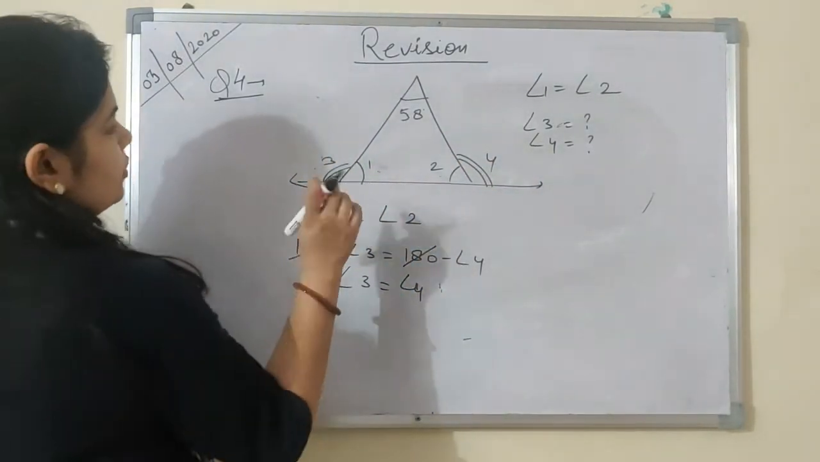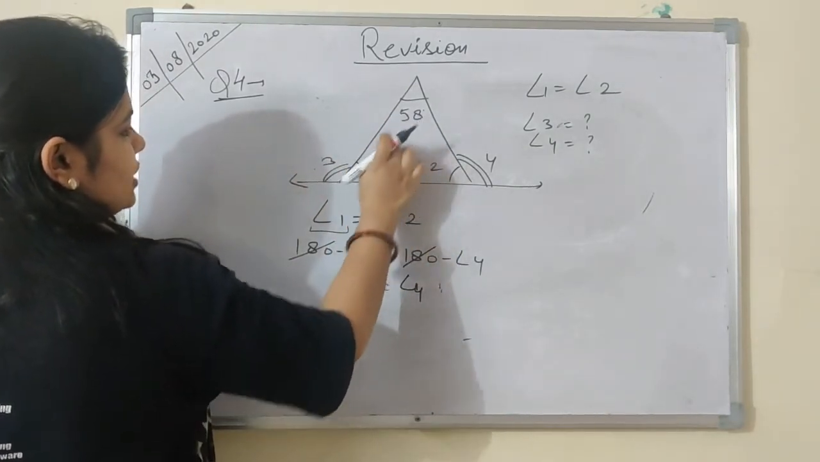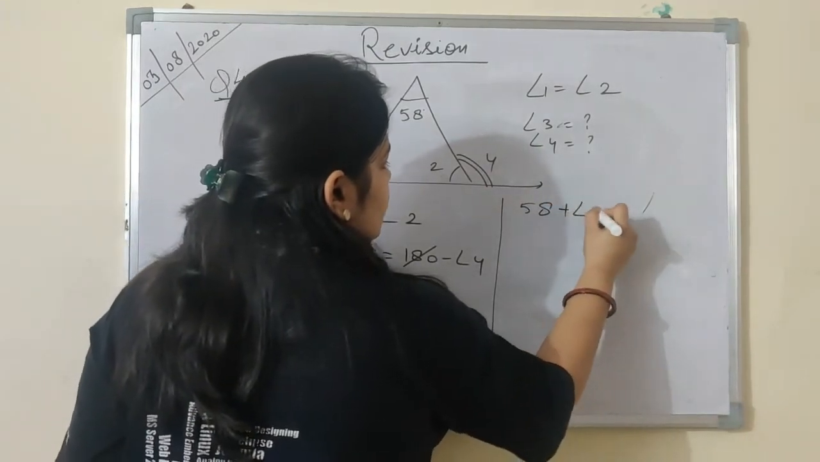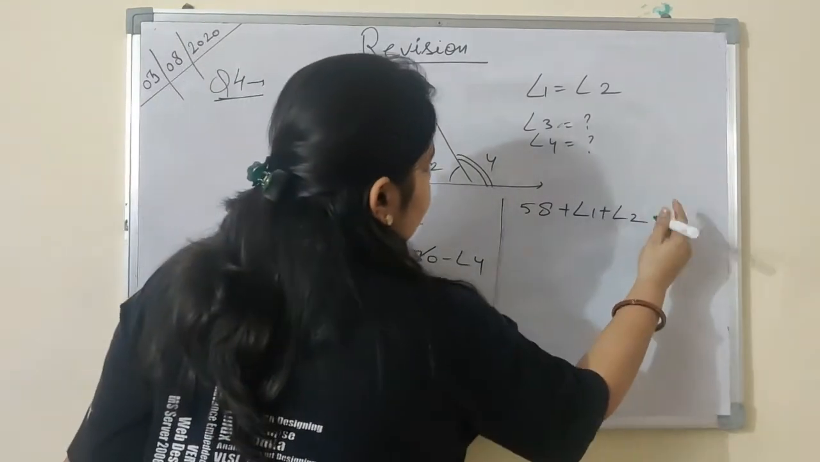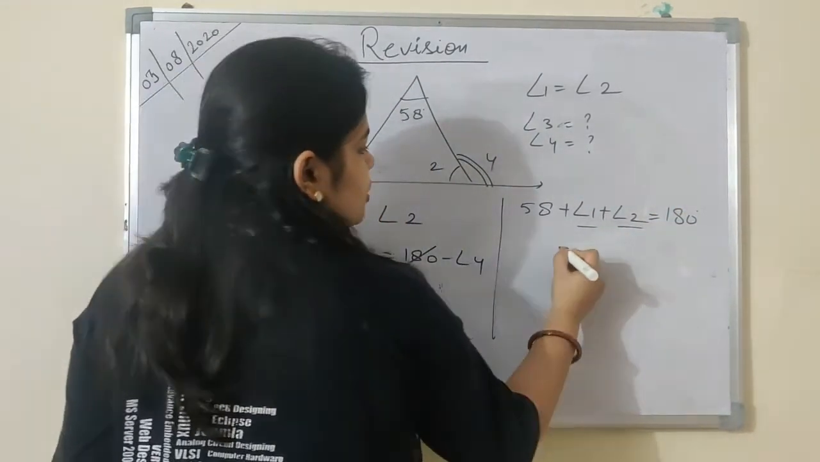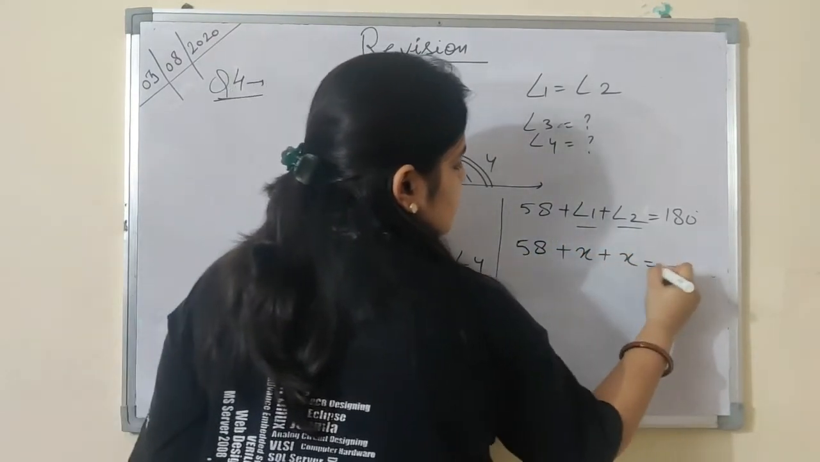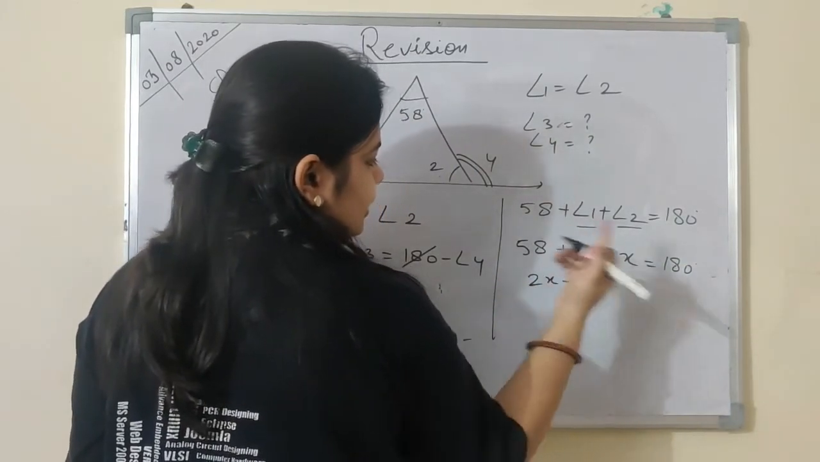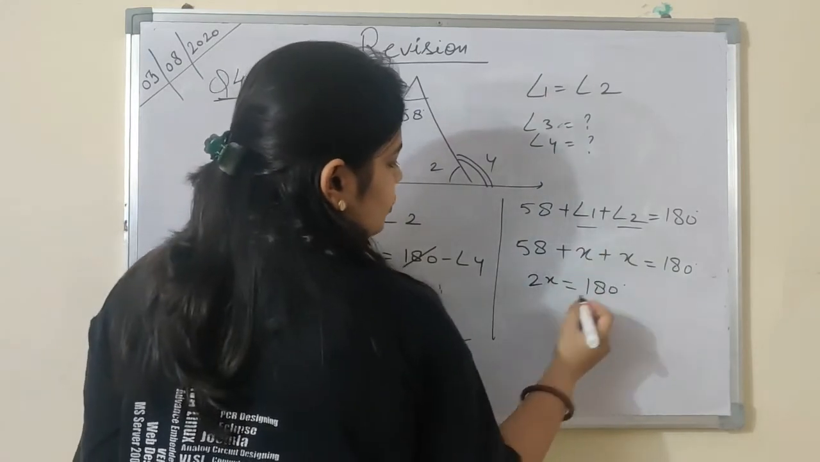So what we will do, we will just apply the angle sum property in these three angles. After applying the angle sum property in the angles of this triangle, what we will get? As we know that both of them are equal, in place of them we can write x and x. So we will get the value of x, that is, we will get the value of both the angles. So after finding the value, what you will get?